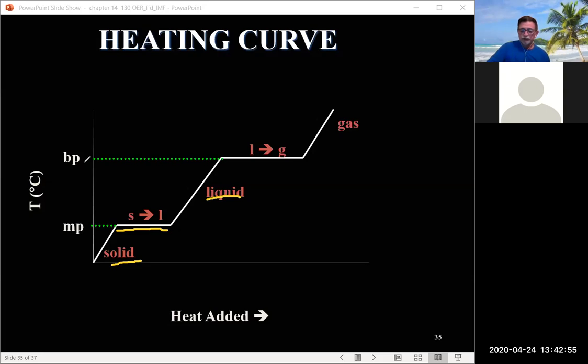and then we got another rise until we reach the boiling point. In this case, the water, 100 degrees. So this is 100 degrees for the boiling point, 0 degrees for the melting point. And then we hit another plateau. Okay. At this plateau, liquid is being converted to gas.